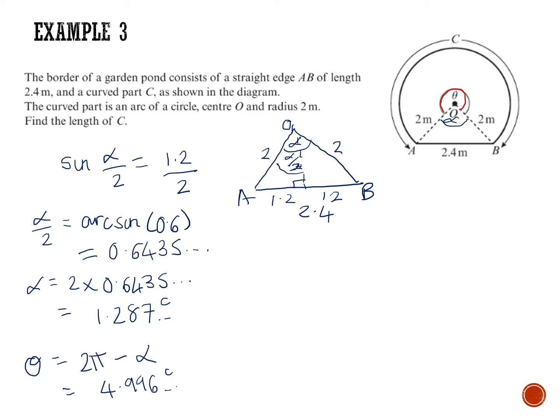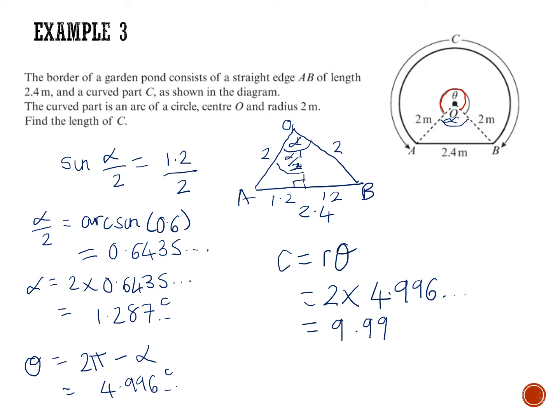We're almost there. We want to find the length C. So the length C is an arc length, formula r theta. Now what's my r? Back to my circle, my r is 2, so it's 2 times my theta, which is 4.996... That's still in my calculator, so just do 2 times your answer, and you get 9.99, and you get some other stuff.